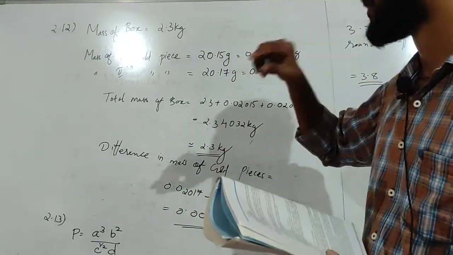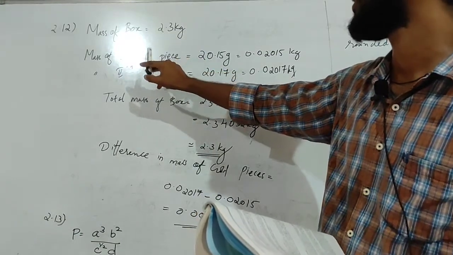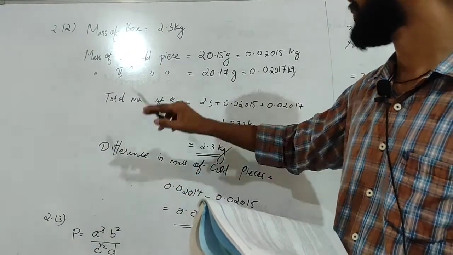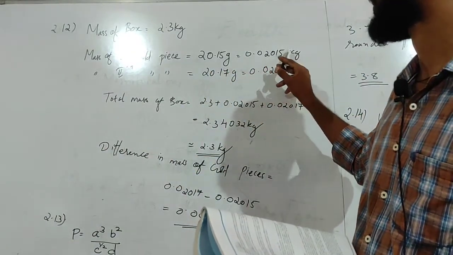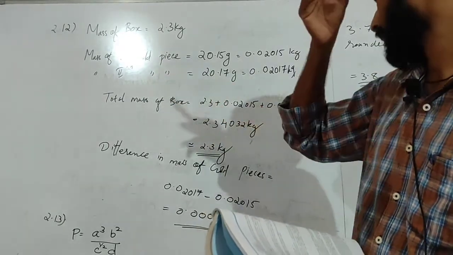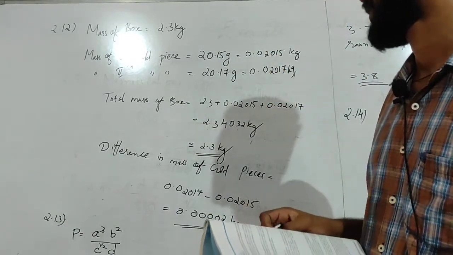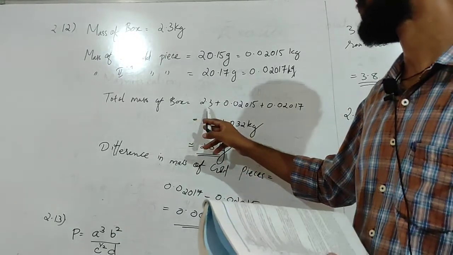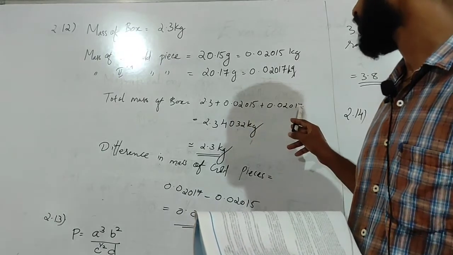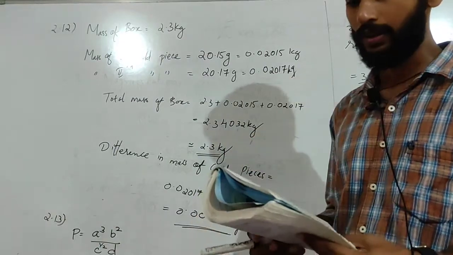So the mass of the box is 2.300 kilogram or 2.3 kilograms, and mass of the first gold piece is actually 20.15 gram, that is 0.02015 kilogram. As well, the second gold piece is 20.17 gram, that is 0.02017 kilogram. The total mass of the box will be equal to 2.3 plus 0.02015 plus 0.02017. So that is actually 2.34032 kilogram.